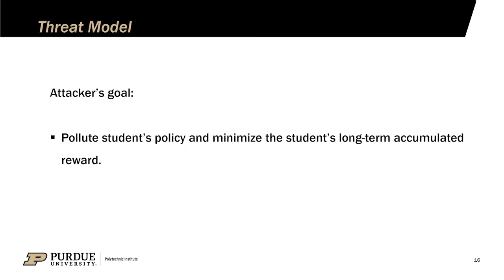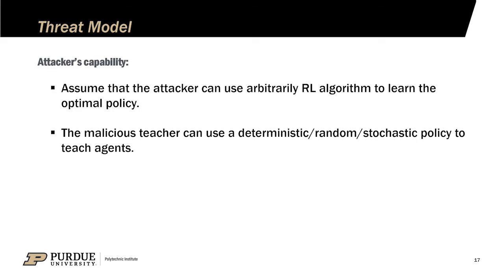Now comes our threat model. The attack goal is to pollute the student's policy and minimize the student's long-term accumulated reward. We assume the attacker may have the following capabilities. The attacker can use an arbitrary reinforcement learning algorithm to learn the optimal policy. The malicious teacher can use a deterministic, random, or stochastic policy to teach agents.